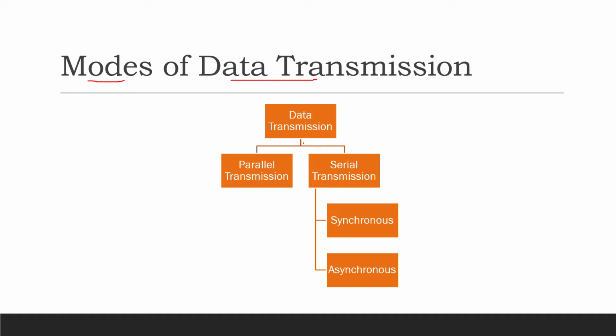So data transmission has two major types. First one is parallel transmission and second one is serial transmission. Moving towards serial transmission, again it has two more types. First one is synchronous serial transmission and second one is asynchronous serial transmission. So we will see the modes of data transmission one by one.